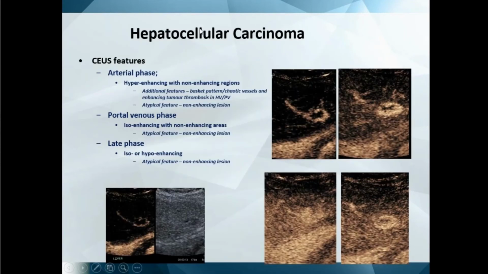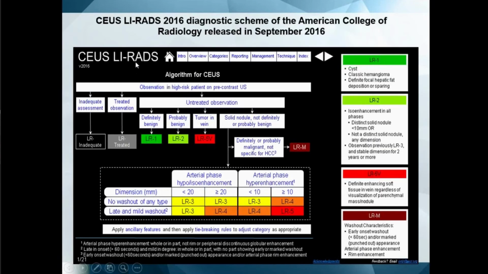And the same for hepatocellular carcinoma, the hypervascularity, basket weave pattern, feeding artery, and late washout. And you can use the LI-RADS classification for CEUS to actually look at these lesions and classify the HCC, all without needing any other imaging.